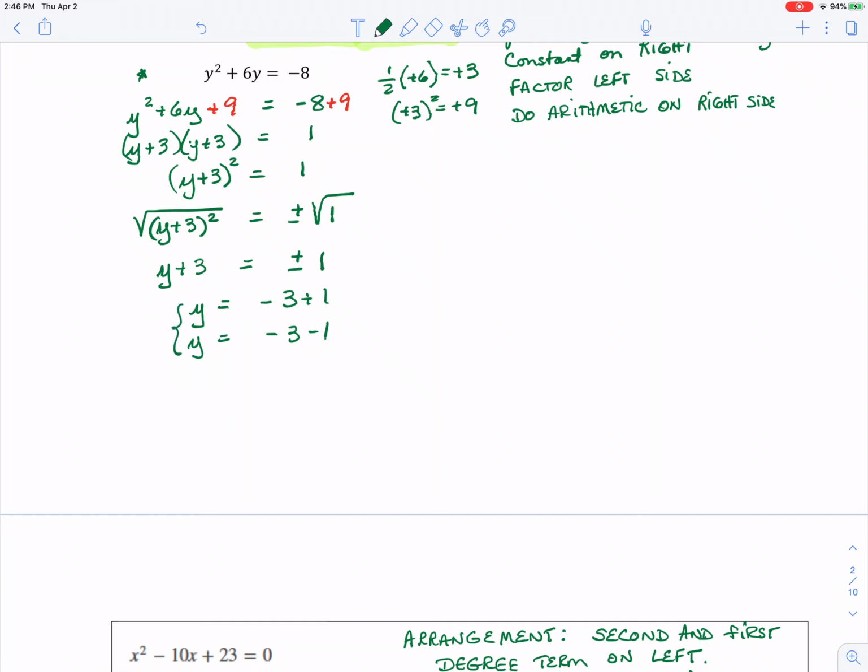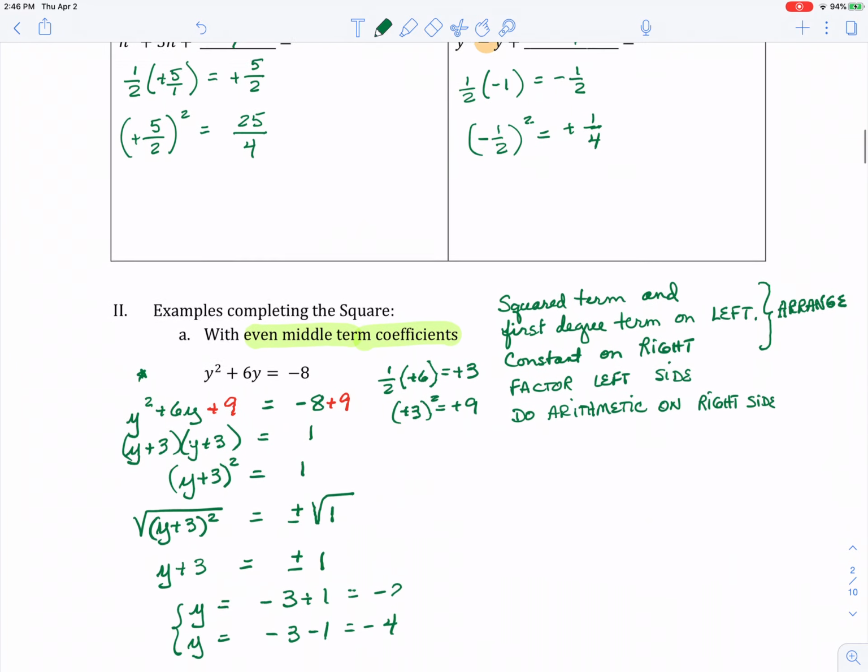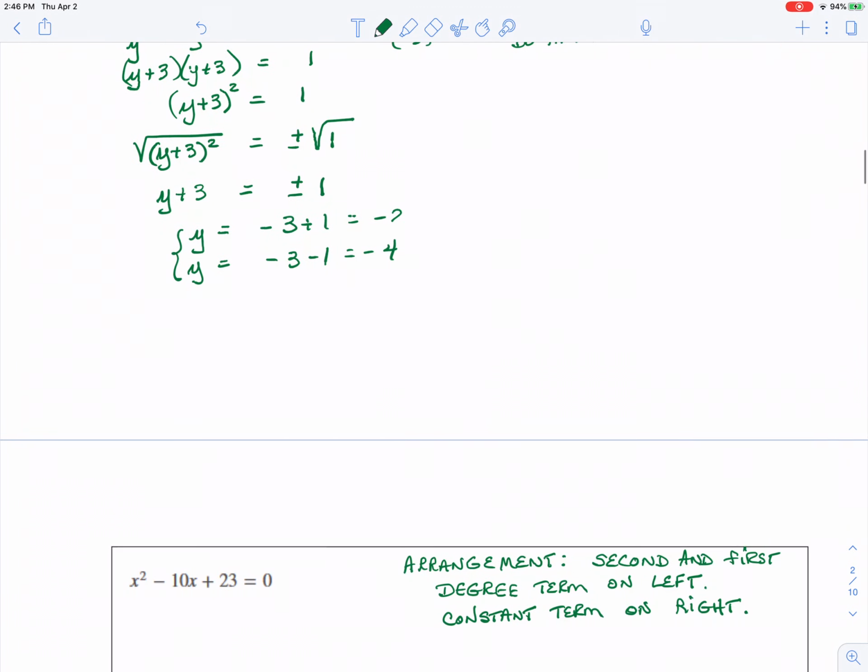So here are my 2 answers. -3 plus 1 is -2. -3 minus 1 is -4.